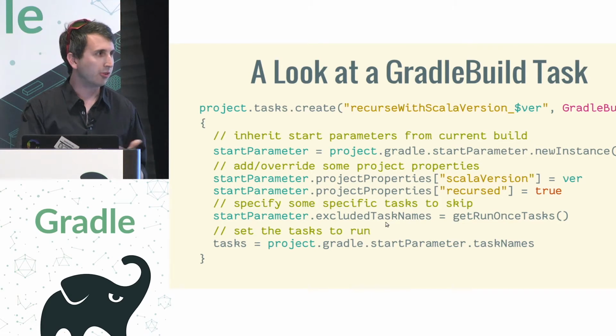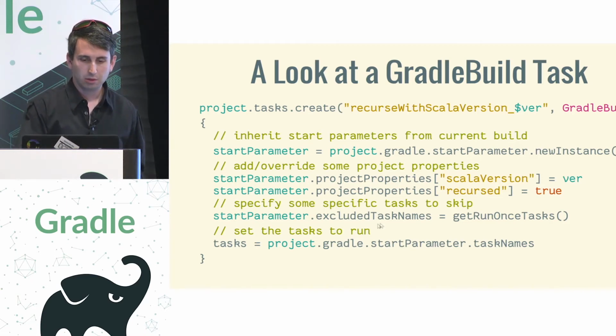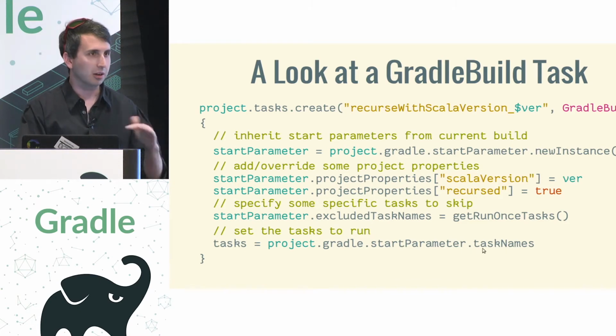You can specify some tasks that you don't want to run for every version. So by default, that list includes clean, right? If you included clean on the command line, you would typically just want to run that once and not for every subsequent version. And then it sets the tasks that invocation of Gradle should run, which we just copy from the exact same tasks that the user listed on the command line.